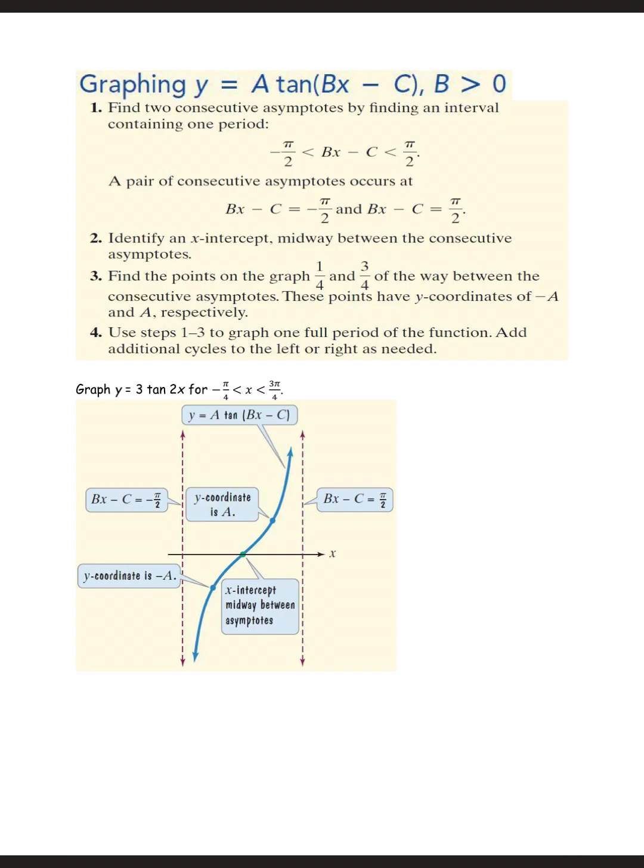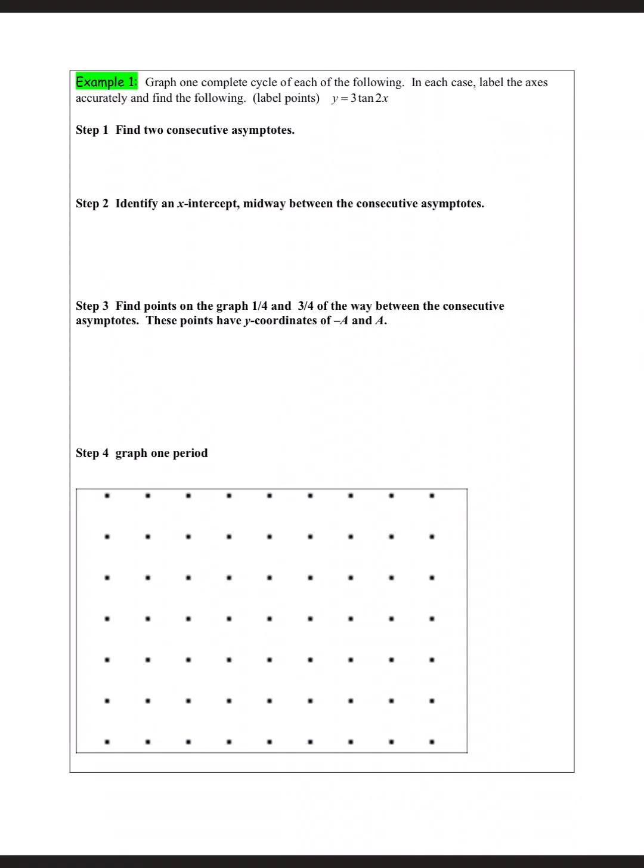We're going to identify the x-intercept midway between the consecutive asymptotes. Find the points on the graph 1/4 and 3/4 of the way between the consecutive asymptotes. These points have y-coordinates of -a, whatever that a is, and positive a, respectively. And then we're going to use steps 1, 2, and 3 to graph a full one-period function and add additional cycles to the left and the right as needed. So the first example, we're going to graph one complete cycle of y equals 3 tan of 2x.